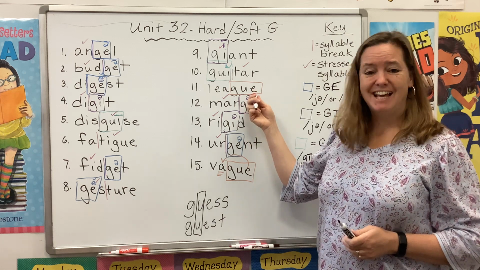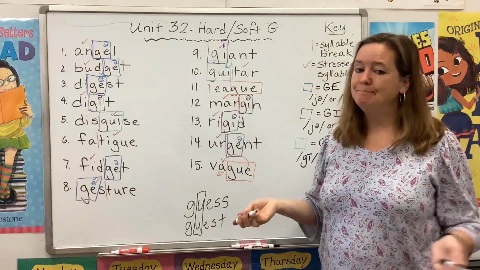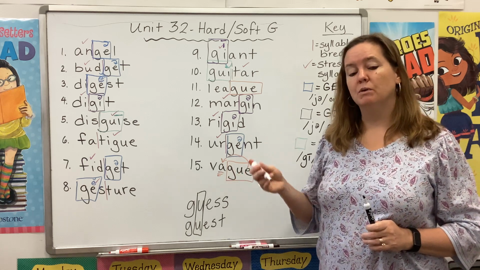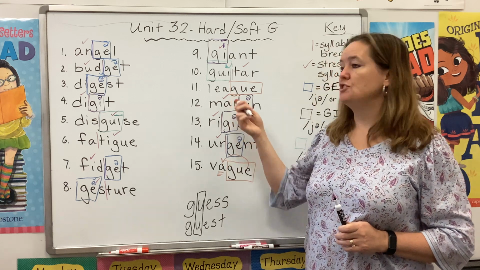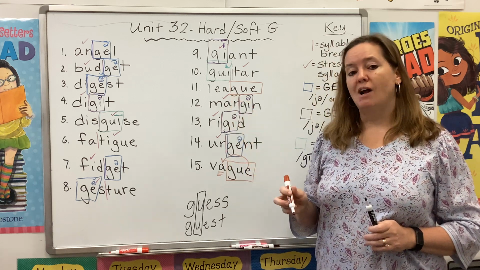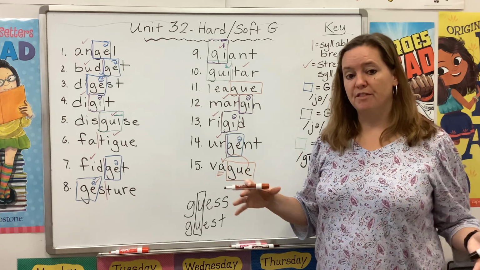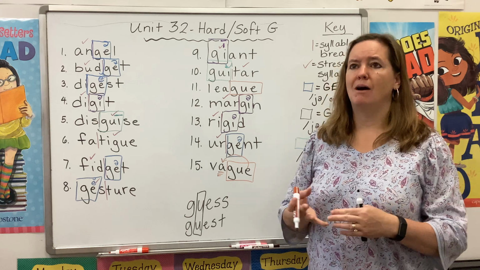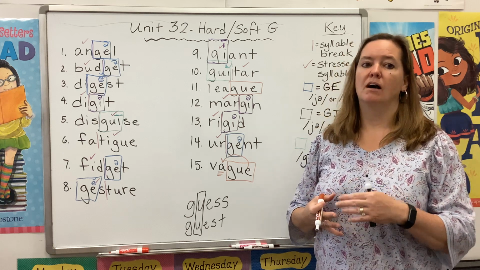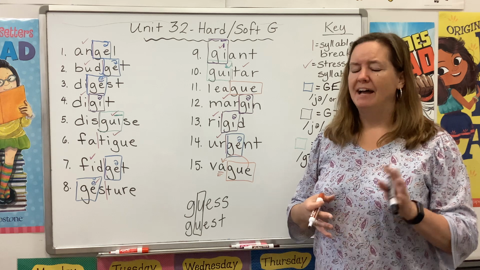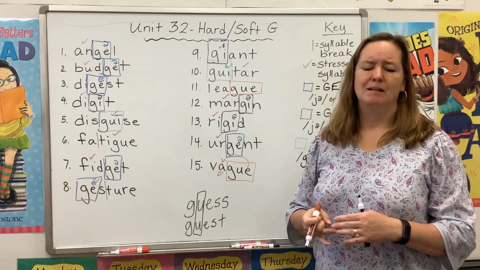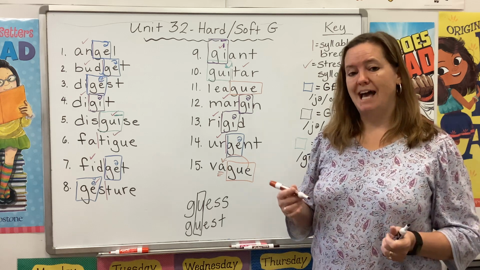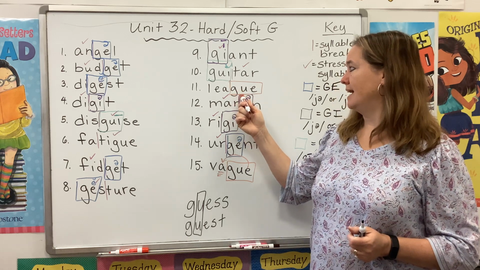Now, why do we have that E there if we already have a vowel team? I don't know. I will tell you, though, that we have very few words in our language that end with a G by itself. When we're trying to end a 2 or 3 syllable word with that G sound, it often ends with UE. Think about dialogue, catalog, monologue, okay? I know that 1 syllable words like leg and big and hog can end with G, but bigger words usually end with GUE. So we see that with league.